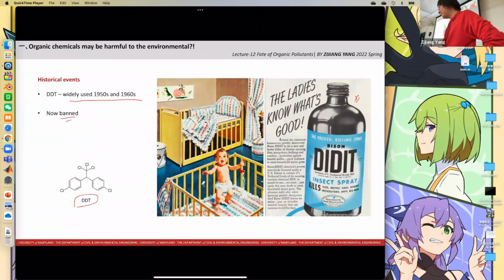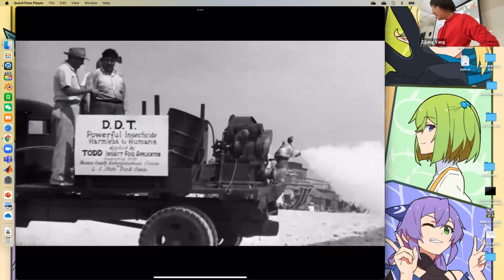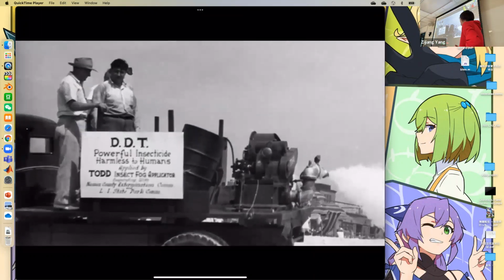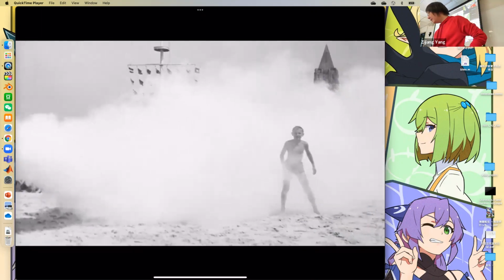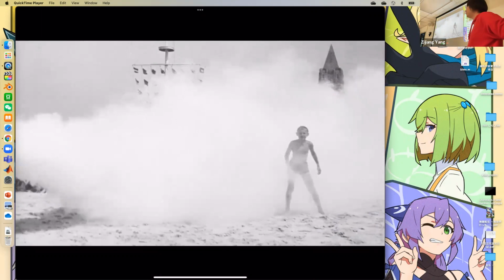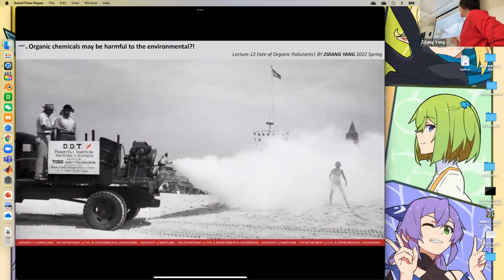Now it is banned. And another picture is something like this. On the left side, we can see sometimes they spray DDT, and it says that it is a powerful insecticide and it is harmless to humans. And on the right side, the kids are staying in a film of the DDT. For now, they think this is very dangerous, but at that time, DDT was considered as not harmful. So they can do something like this.